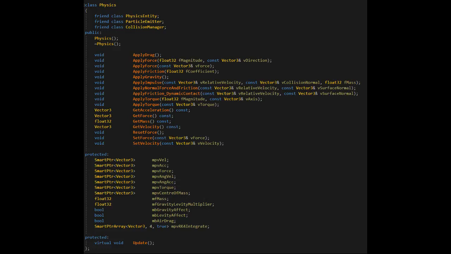The physics class allows entities and particles to move in a realistic manner. In my engine physics, objects can be subject to linear acceleration, gravity, levity, air drag, and friction.